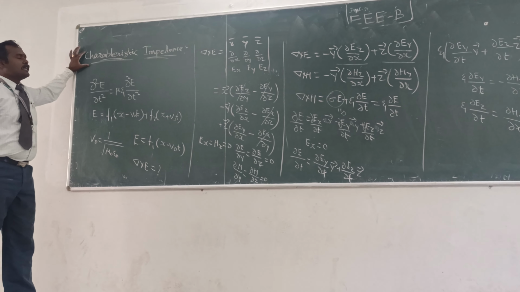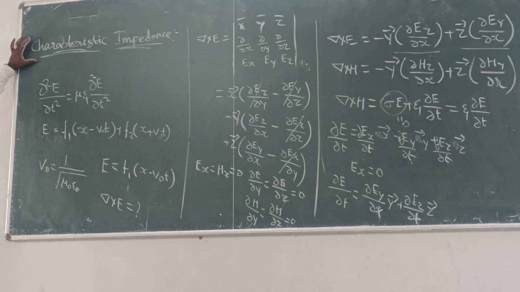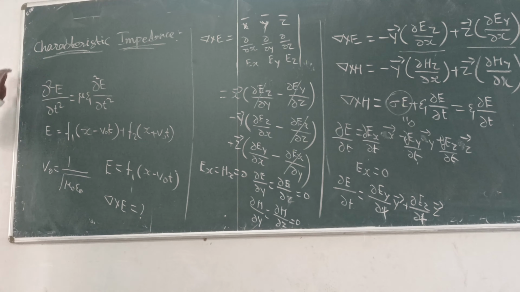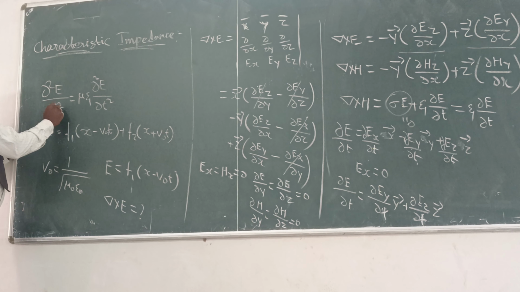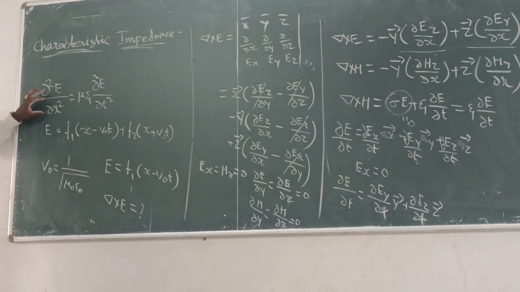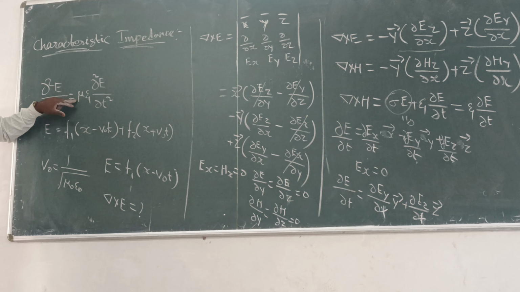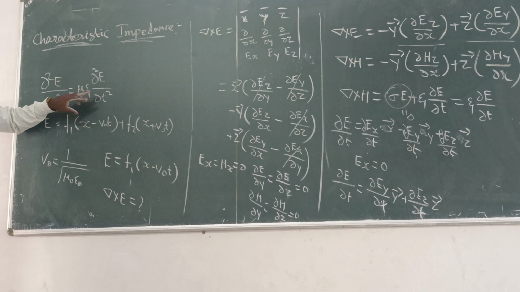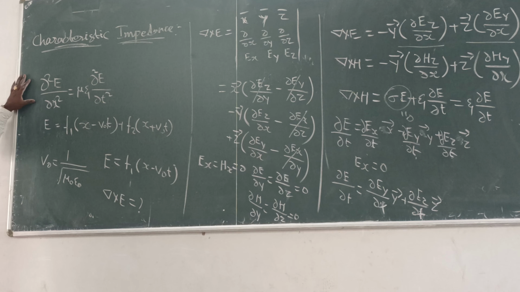To discuss the characteristic impedance, we need to consider the wave equation in free space, that is ∂²E/∂x² = μ ε ∂²E/∂t². That is the actual wave equation in free space.